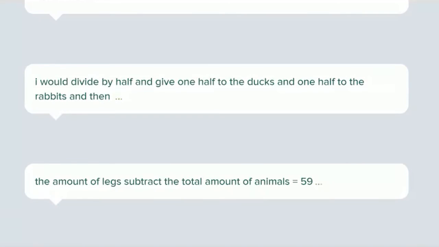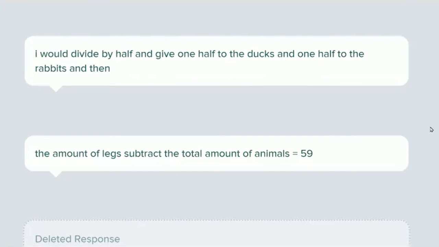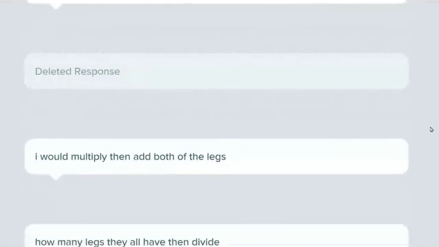Divide by half, give 1/2 to the ducks. I think you mean chicken, and 1/2 to the rabbits, and then what? 59. What is that number? We are asking you for a number of chicken and number of rabbits. What is that number for?